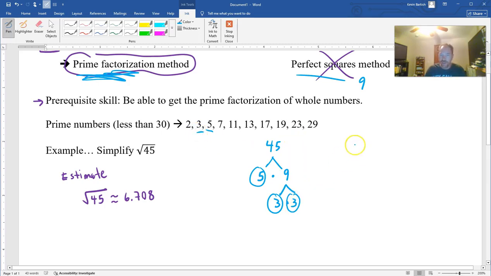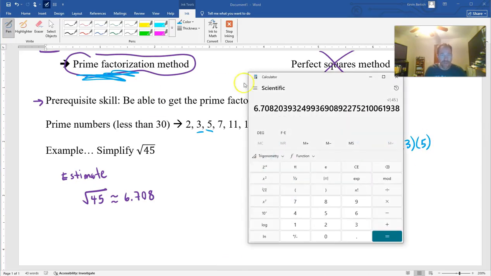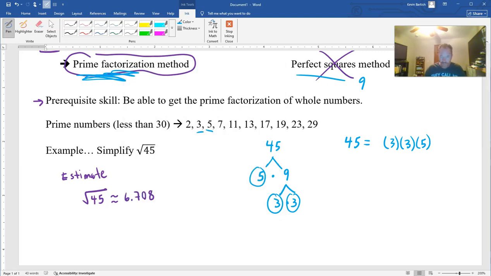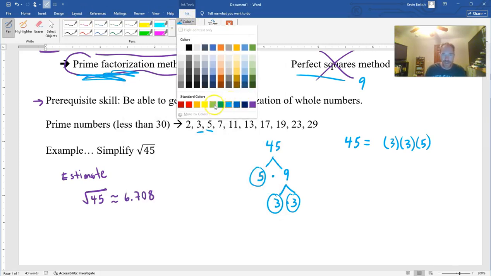So 45 could be broken down as, I usually like to put these in order from smallest to largest, 3 times 3 times 5. We can verify that, make sure that we did the prime factorization correctly. Let's try 3 times 3 times 5 and make sure we do in fact get 45. Okay. But now when we apply the square root, here's what's going to happen.